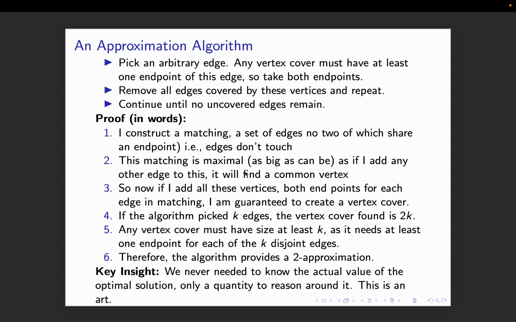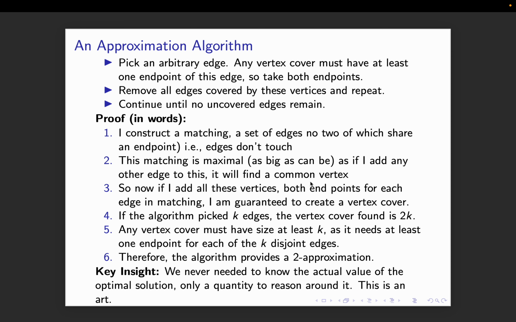So this matching is maximal, which means as big as can be. As if I add another edge to this, I will find a common vertex with an existing vertex on this set already. So this set is as big as it can be. Now if I add all these vertices, basically I pick an edge, and I take both of those vertices. I remove all the edges spanned by these two vertices and I repeat.